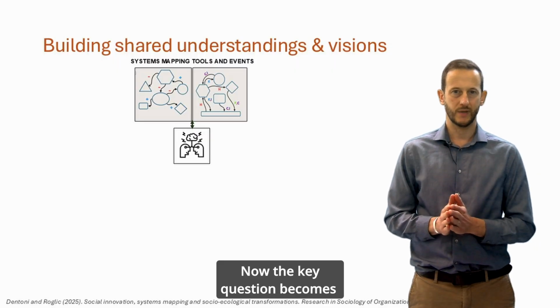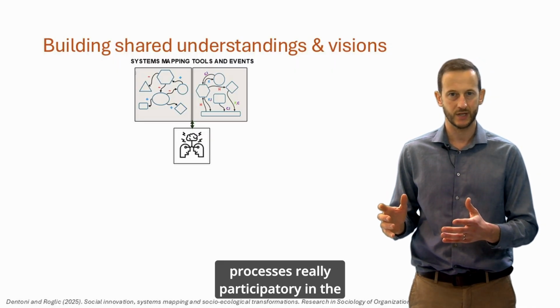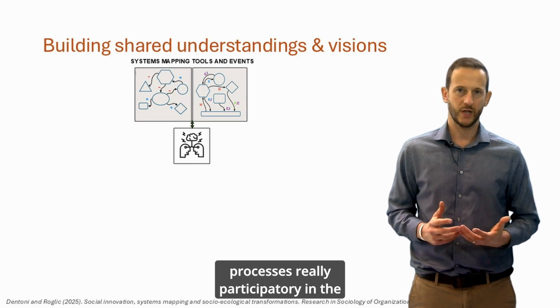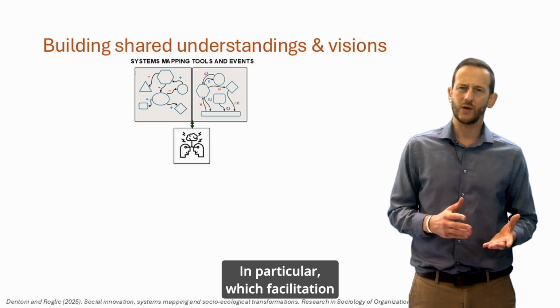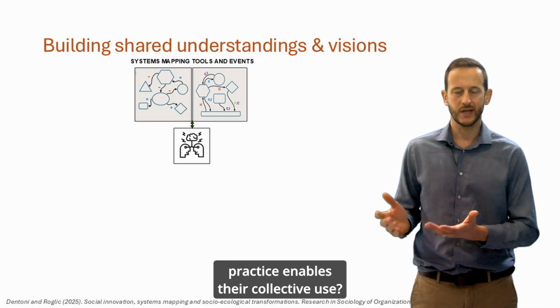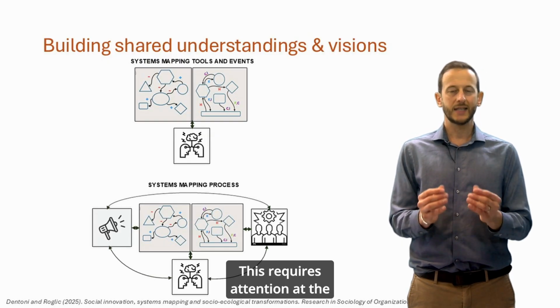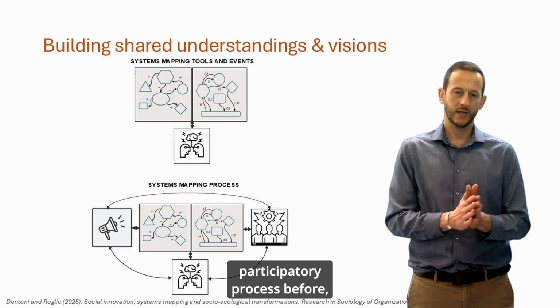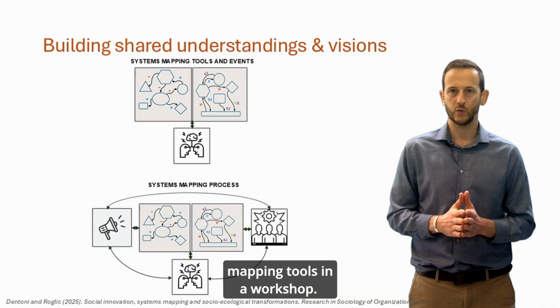So far, we discussed the choice of the systems tools in systems mapping. Now, the key question becomes, how can we make participatory systems processes really participatory in the use of these systems mapping tools? In particular, which facilitation practices enable their collective use? This requires attention to the participatory process before, during, and after the use of the systems mapping tools in a workshop.